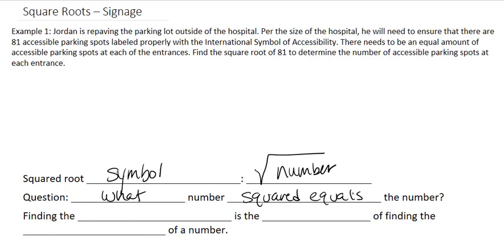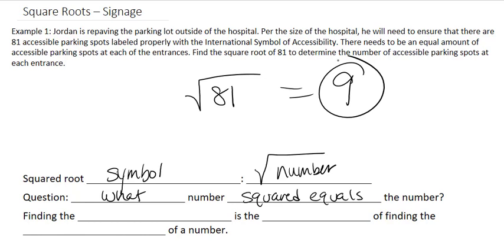So let's place a number in our square root symbol, 81. Now, what number times that number equals 81? And we remember that 9 times 9 is equal to 81. So the answer to this is just 9. So there needs to be 9 accessible parking spots at each of the 9 entrances to the hospital.